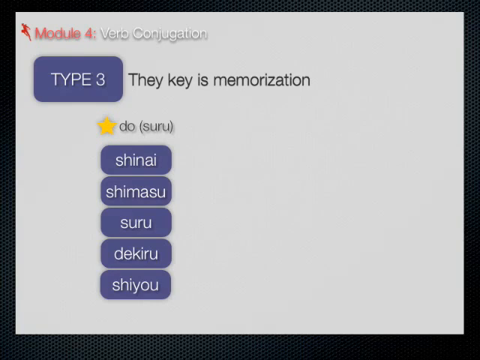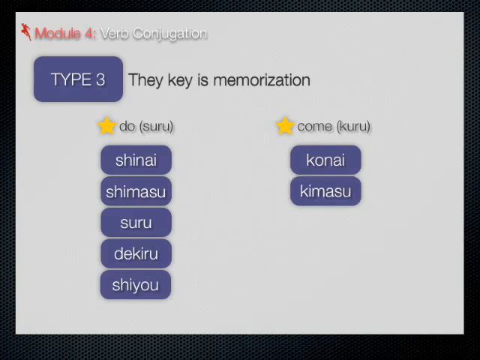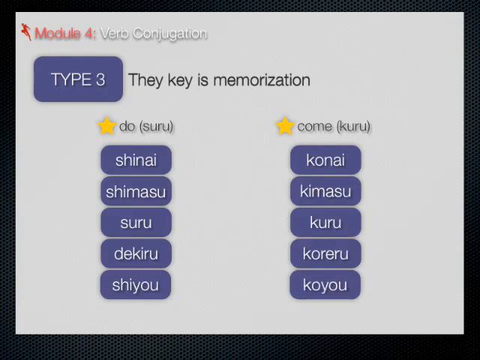All right, the second exception is to come, which is kuru. So the negative form, not to come, is konai. The formal form is kimasu. The dictionary form, of course, is kuru. The capability form is koreru. And the volitional form is koyo. So this is probably the most difficult set because you have to memorize each one of them. But like I said, there's only 2 of them.